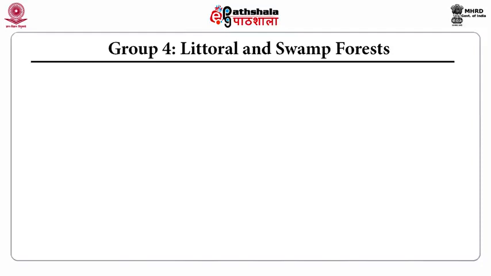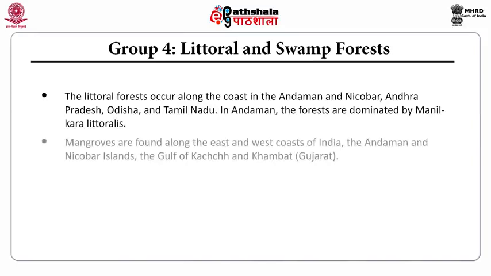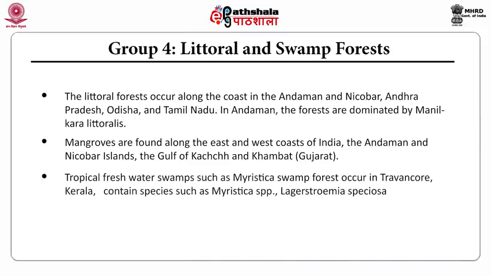Group 4 is represented by the littoral and swamp forests in India. They occur along the coast in the Andaman and Nicobar, Andhra Pradesh, Odisha and Tamil Nadu. In Andaman, the forests are dominated by Manilkara littoralis. Mangroves are found along the east and west coast of India, the Andaman and Nicobar Islands, the Gulf of Kutch and Khambhat in Gujarat. Tropical freshwater swamps such as Myristica swamp forests occur in Travancore, Kerala. Certain species such as Myristica species and Rhizophora species are present.